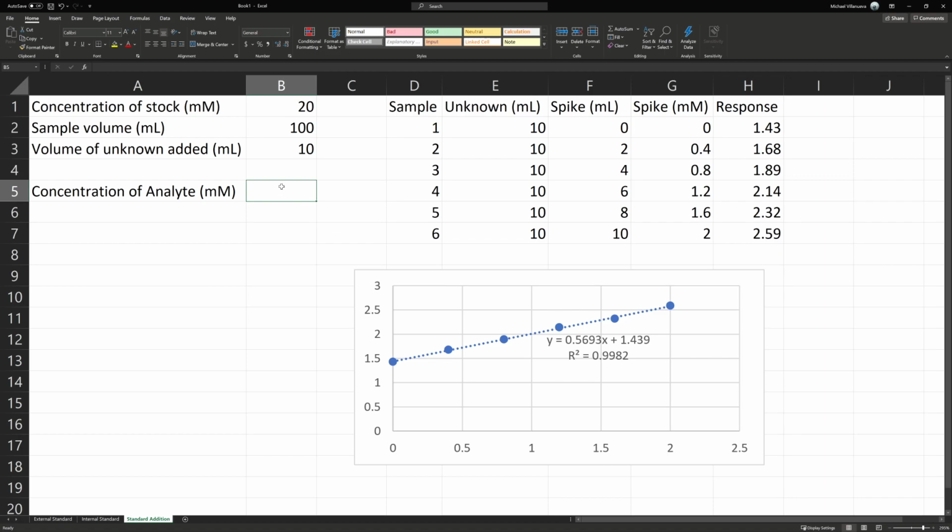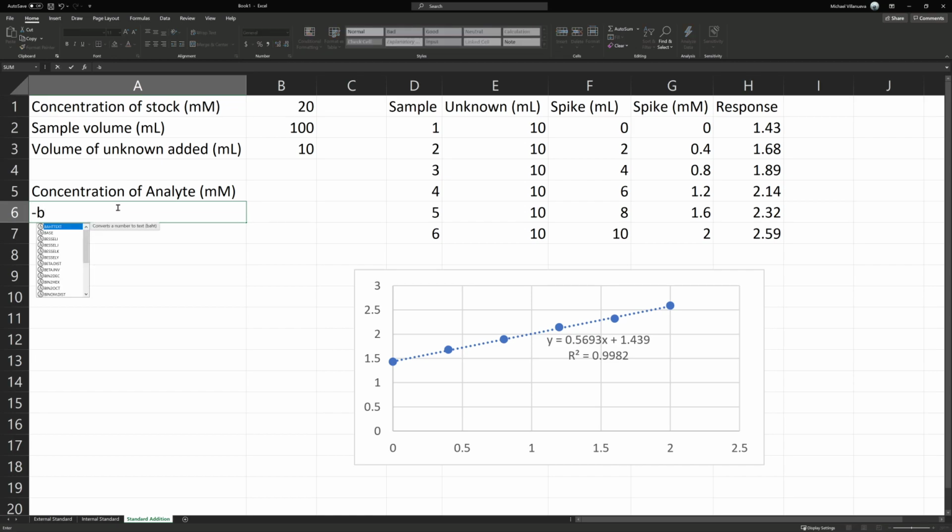We just need to calculate the concentration of our unknown. Remember, what we are trying to do is calculate when this graph equals 0, so when this line intersects with the x-axis. That happens when y is equal to 0. So when y equals 0, in order to solve for x, we get negative b divided by m, which is the slope.